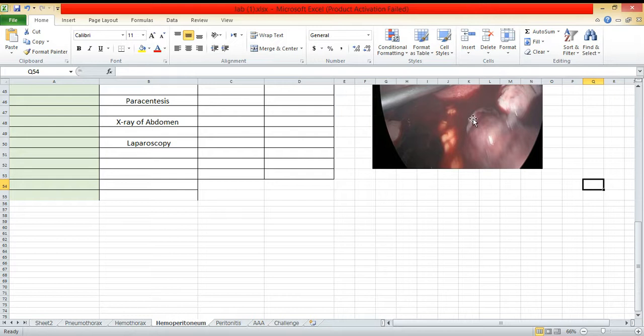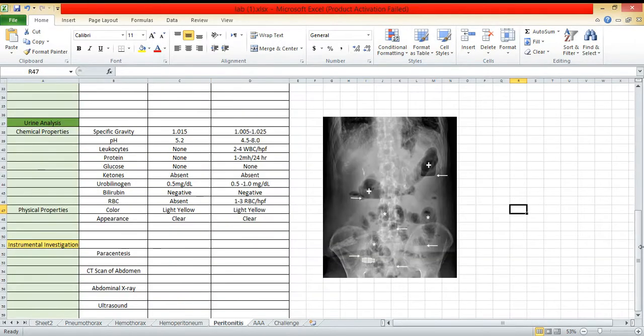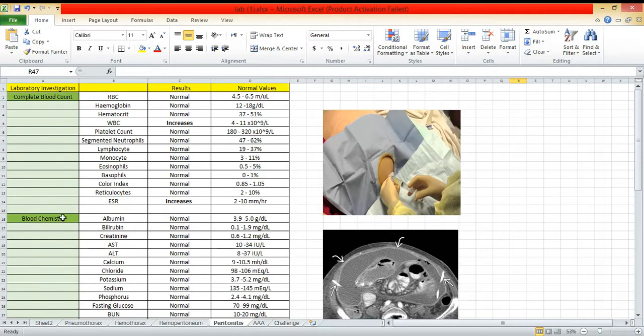Next is peritonitis. Peritonitis is the inflammation of peritoneum. In the laboratory investigation, complete blood count. Since it is inflammation, we expect inflammatory changes, which include an increase in the white blood cells, an increase in erythrocyte sedimentation rate. There can also be an increase in segmented neutrophils, an increase in monocytes, and in blood chemistry, all is normal.